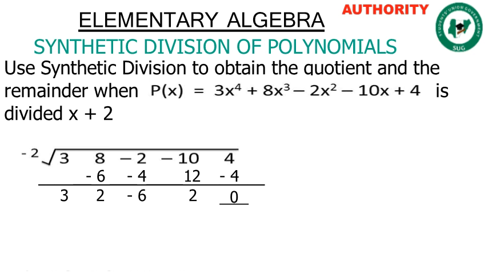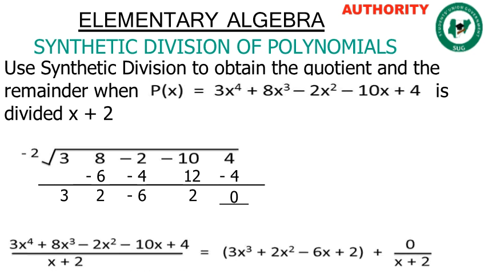So when 3x^4 + 8x^3 - 2x^2 - 10x + 4 is divided by x + 2, our answer will give us 3x^3 + 2x^2 - 6x + 2, plus our remainder, which is 0, all over x + 2. Yes, this is what we have just gotten. Thank you. Let's treat more examples. All right, good.